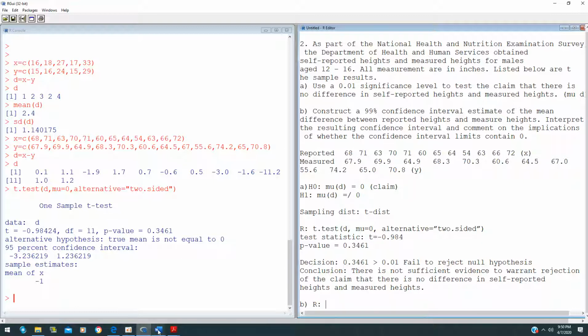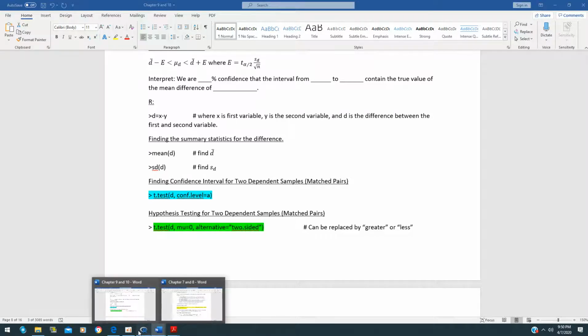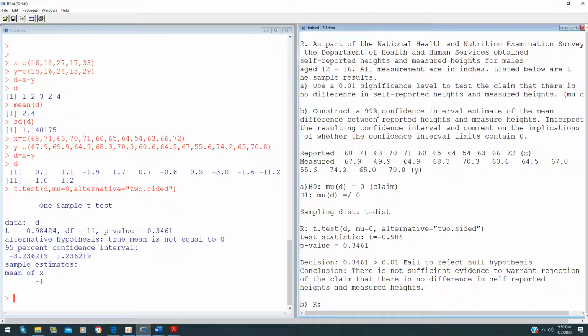So by looking at your notes here, we are using the blue one this time because there is a confidence interval. We will use t-test, d, conf.level equals to a. What is the confidence level in this case? The confidence level in this case is 99%. So we will be using t-test, d, the same d that we use, which is the variable d that we have here, and conf.level equals to 0.99.